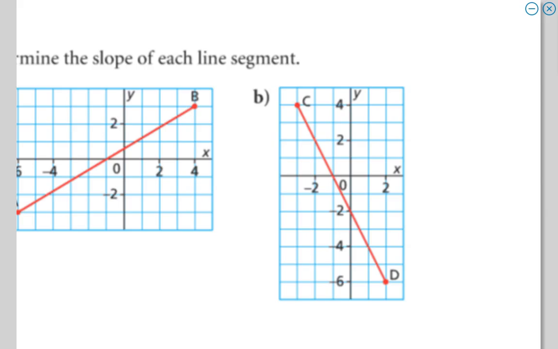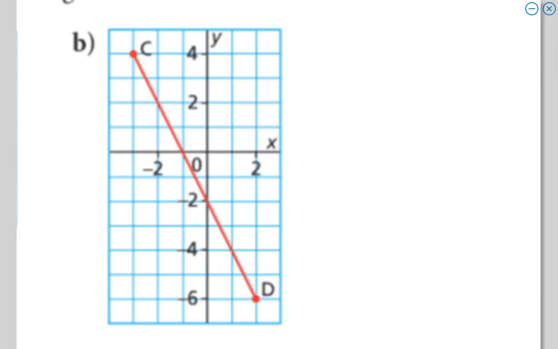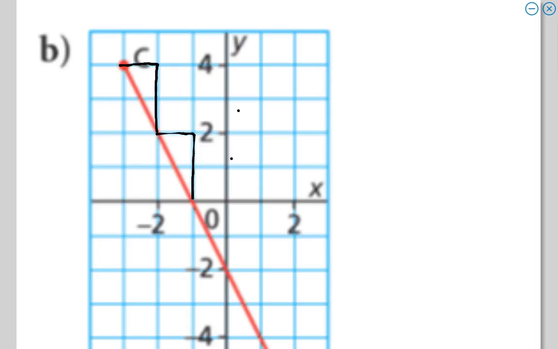Okay, let's do question B because it's a little bit different. You want to find the slope here. So you want to make those triangles. Or what we can do, I'm guessing it's going to be 1 to the right and 2 down. 1 to the right and 2 down. So could we prove that using that formula? Because I think most of you could handle that triangle. Let's see if we can use that formula.